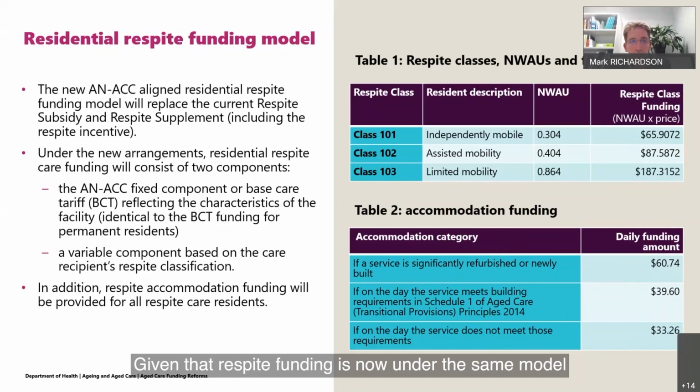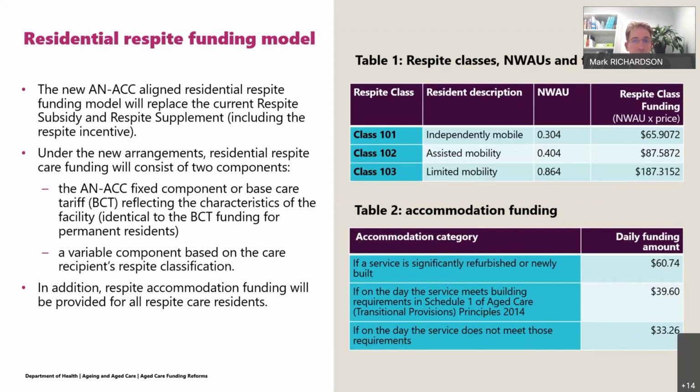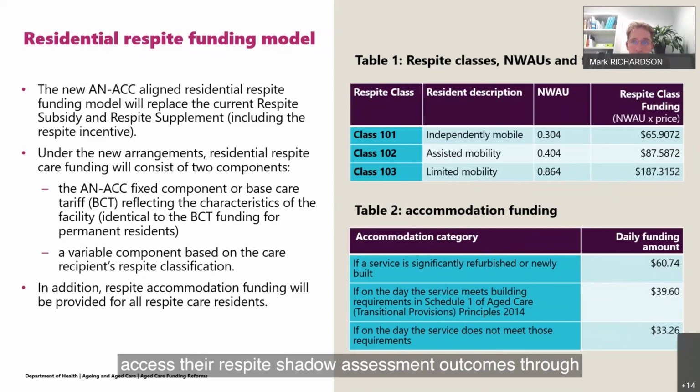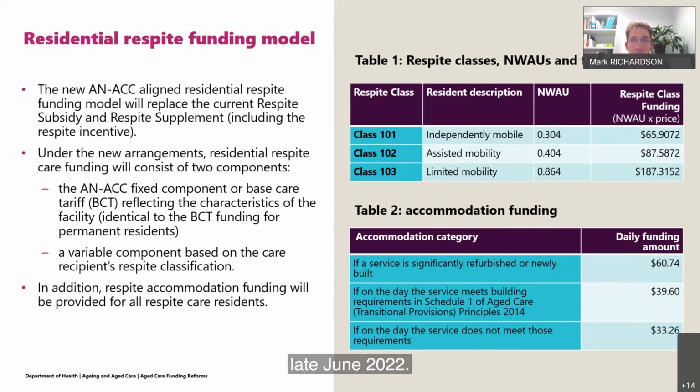Given that respite funding is now under the same model as permanent residence, it will ensure that it is indexed or priced by the Independent Health and Aged Care Pricing Authority, ensuring ongoing equivalence. I should say that facilities will be able to access their respite shadow assessment outcomes through the My Aged Care Service Provider portal from late June 2022.